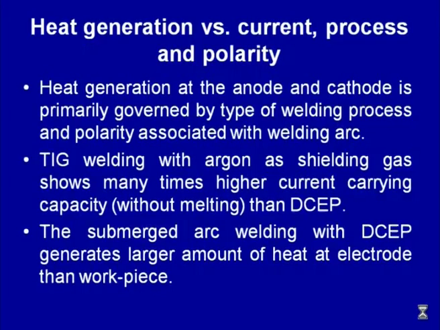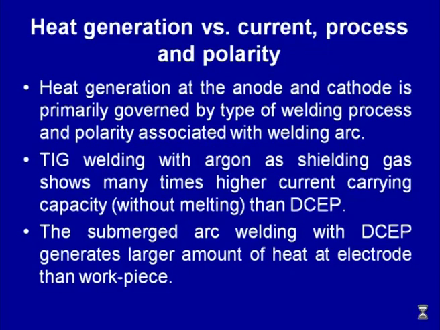If we see these two aspects, that is the polarity and the welding process, TIG works with low welding current, and the use of DCEN results in low heat to have a longer life of the tungsten electrode. While in case of submerged arc welding, to generate more heat, the electrode is made positive, and the use of high welding current associated with submerged arc welding results in a higher melting rate of the electrode, which in turn offers a higher deposition rate and higher productivity of submerged arc welding.